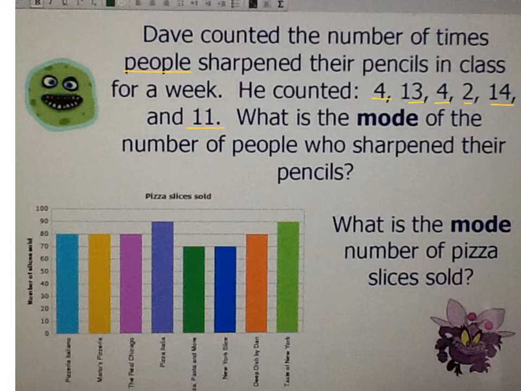Well, in the data set, it would be the ones that occur the most. That would be 4 and 4. So the mode here would be 4.